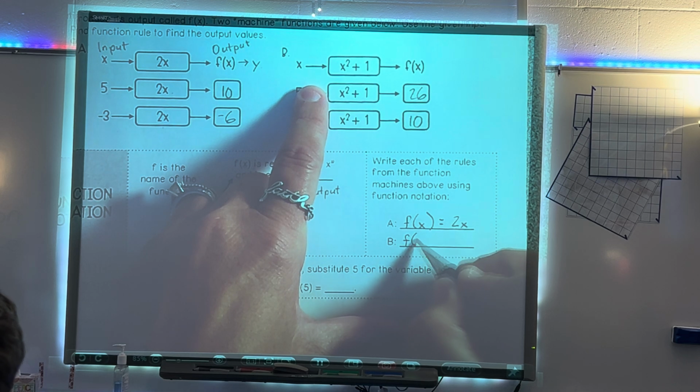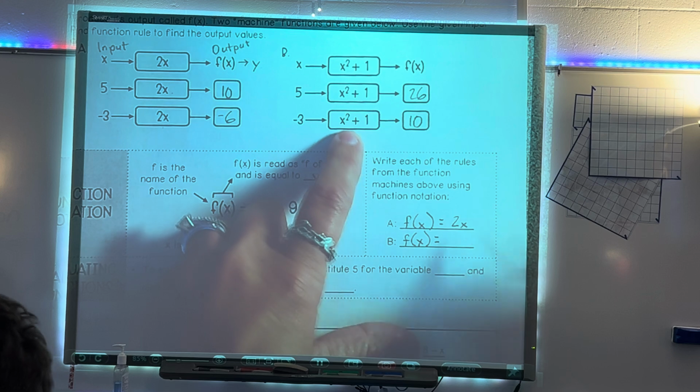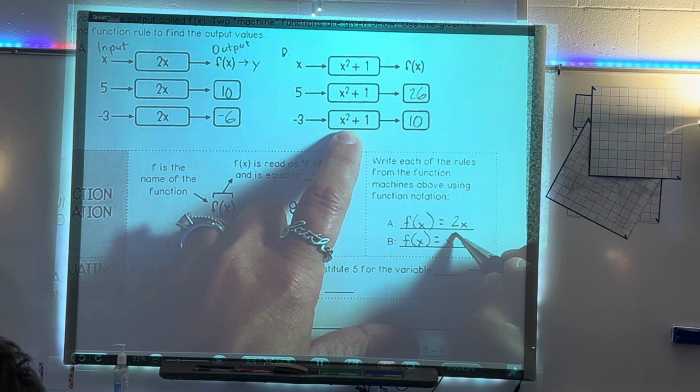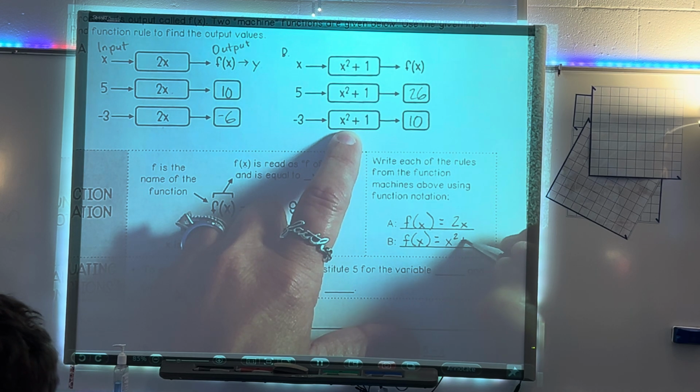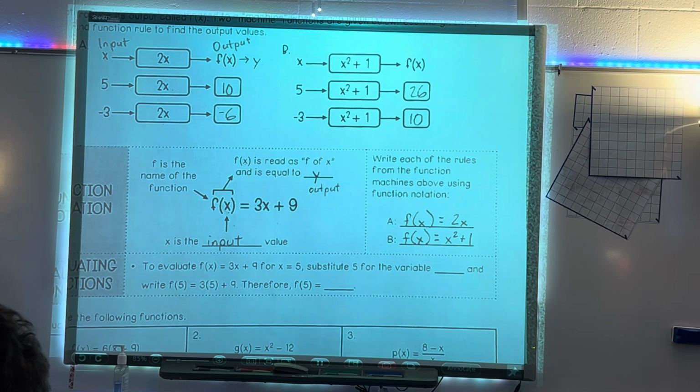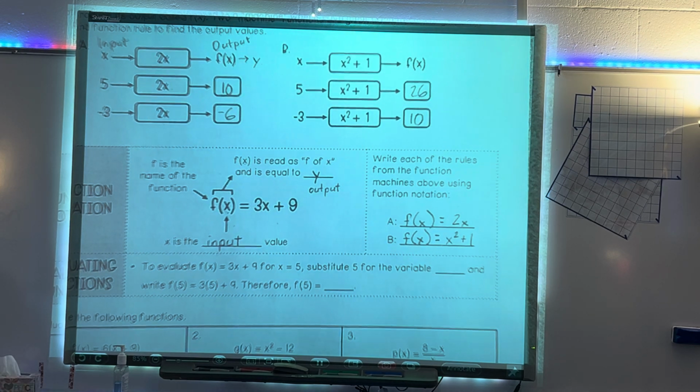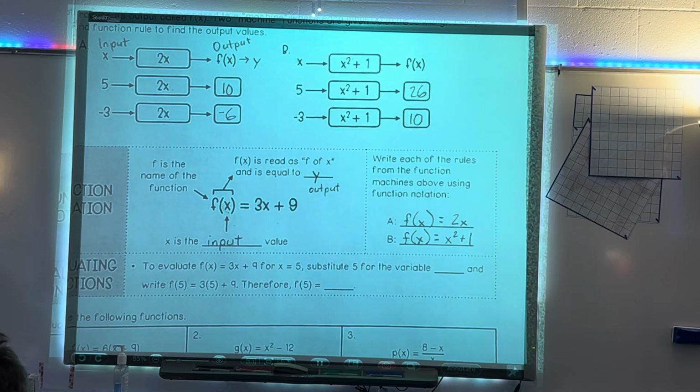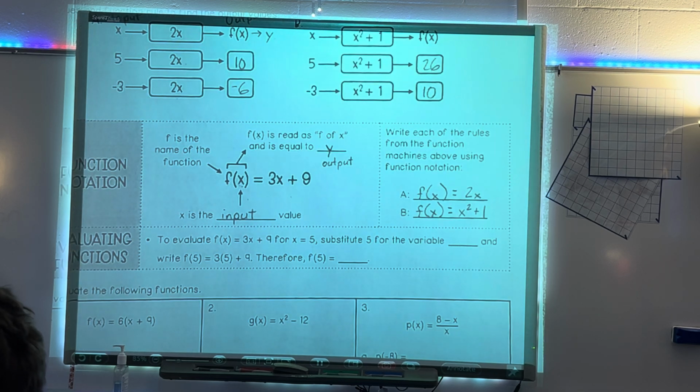F of x, okay, equals x squared plus 1. Very good. All right, is everybody okay with that? So really all we're doing is instead of writing y, we're writing f of x. And it's not always f of x, you're gonna see that down below. Sometimes it's g of x, sometimes it's p of x, sometimes it's h of t.